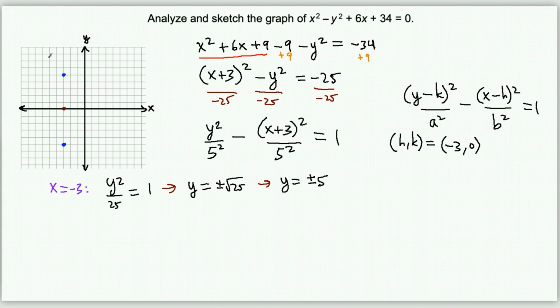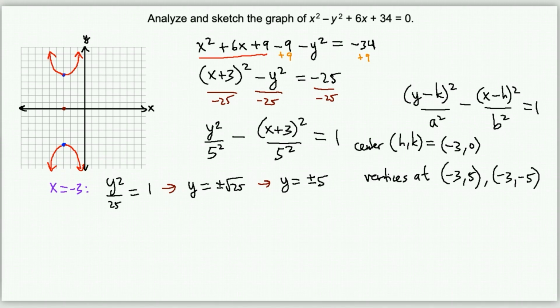It will pass through this vertex, okay, and also the other way around through this vertex, right? So it will look something like this. And so now that we found the vertices, so let's see. The vertices are at minus 3, 5, and minus 3, minus 5, right? As we just found out. So we found the vertices, we found the center.